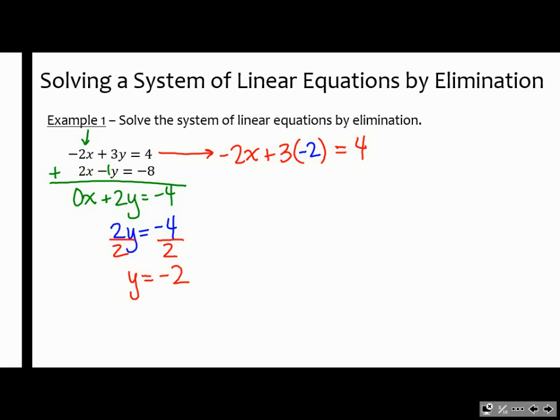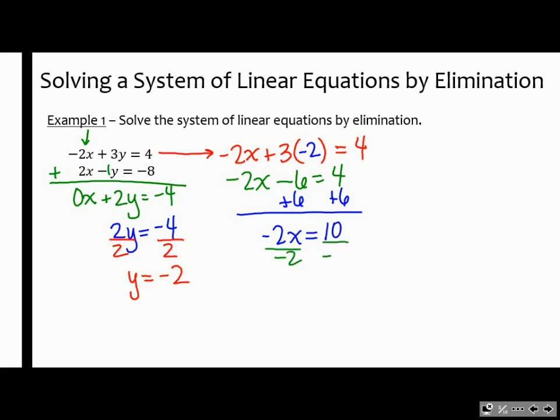So let's simplify. The first part, negative 2x, remains. 3 times negative 2 is negative 6. Now I could either write that as plus negative 6 or I could write it as subtract 6. I'm going to go ahead and write it as subtract 6 since there's less symbols involved. And then equals 4. To solve the two-step equation, I'm going to begin with the addition property of equality. I'll add 6 to both sides, which, by the way, is creating additive inverses. Negative 2x equals 10. And then division property of equality. Divide both sides by negative 2. x equals negative 5.